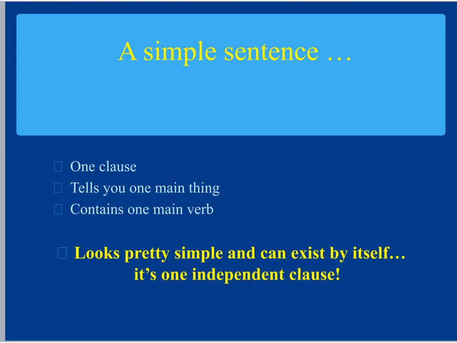So what is a simple sentence? Well, it's one clause. It tells you one main thing. It contains one main verb. It looks pretty simple, and it can exist by itself. It's an independent clause. If you look at a short sentence and it makes sense by itself, it's a complete idea. You're not waiting for any other information, and it's probably a simple sentence made up of an independent clause.